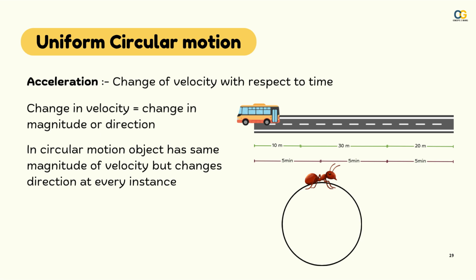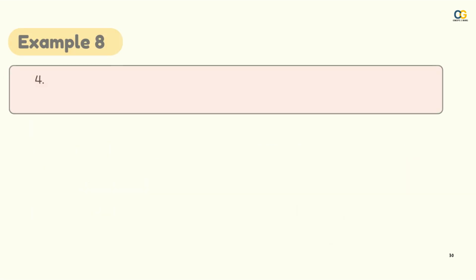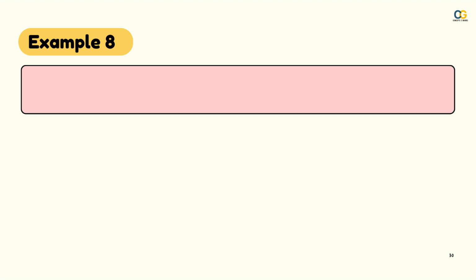You can observe that at every instant of time, the direction of its motion is changing. So in this case, the magnitude of its velocity, which is nothing but the speed, remains constant, which is given by 2 pi r, which is the distance it travels, the circumference of the circle, divided by the time it takes. Let us solve an example to understand this better.